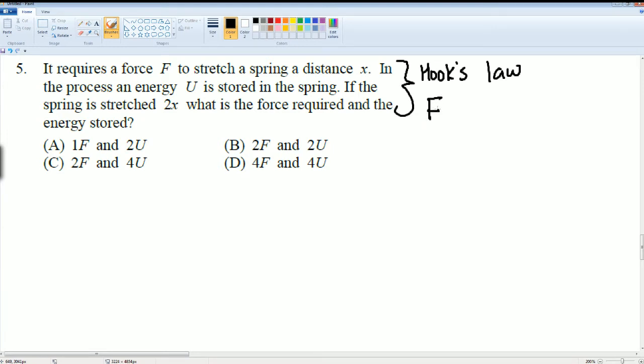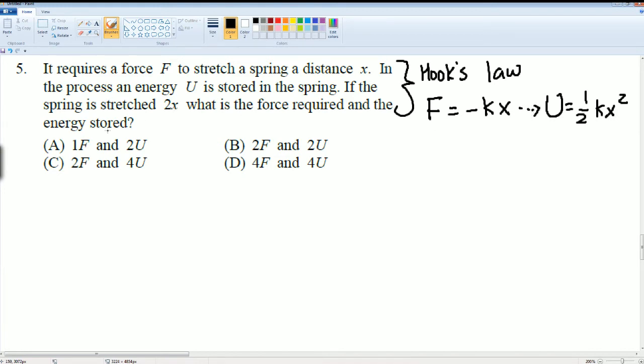Restorative force, right? The spring force is equal to negative kx. Remember, this just gives a distance, okay? We know that in the process, a U is stored. And what is potential energy? 1/2 kx squared, okay? So if we do this, it gets us this.